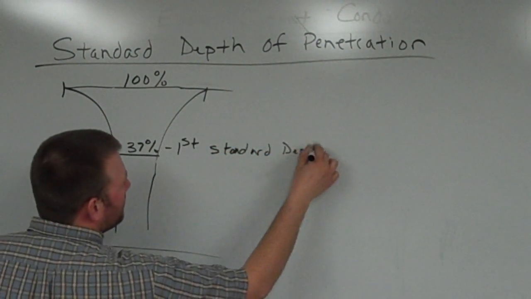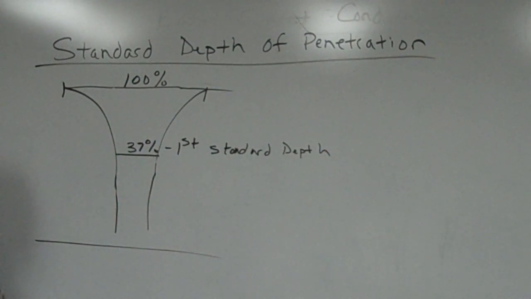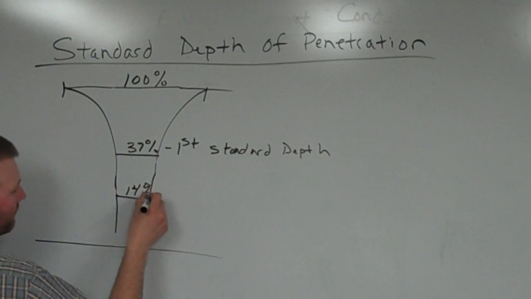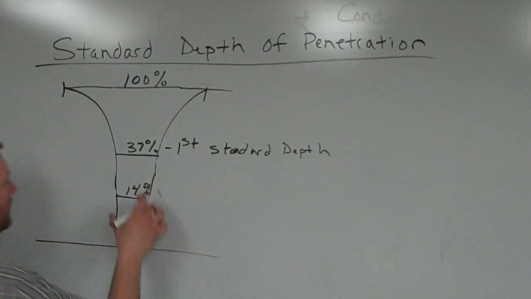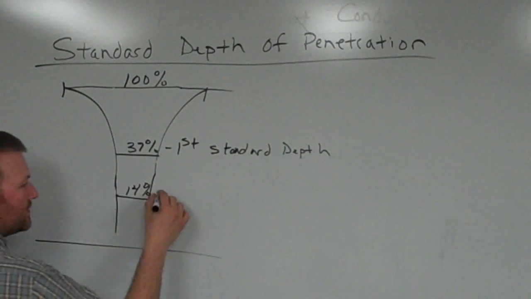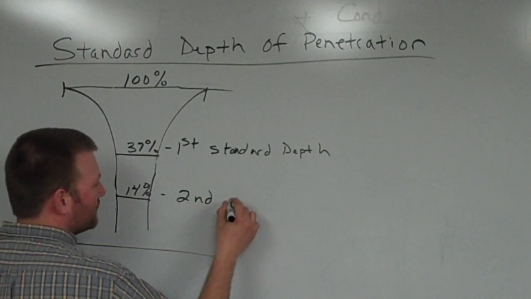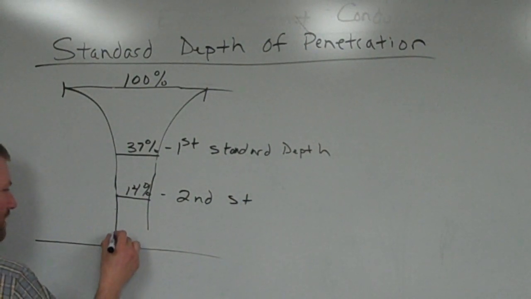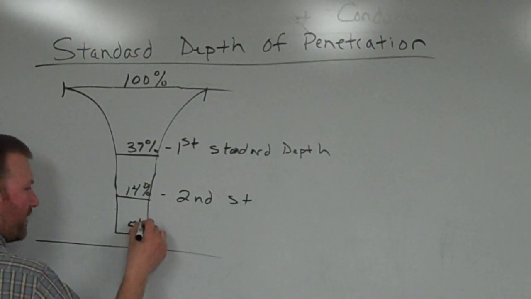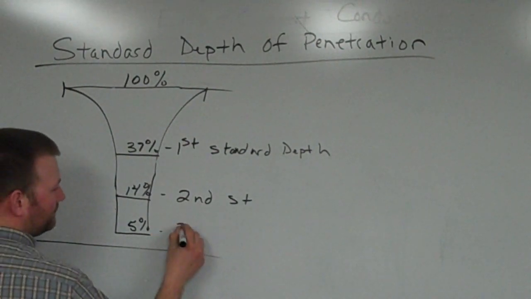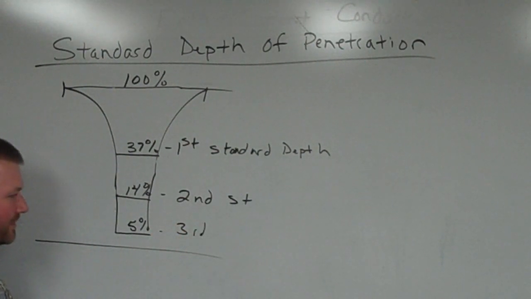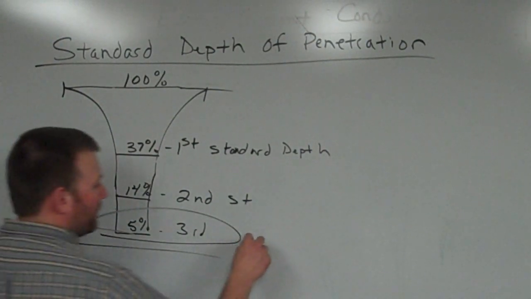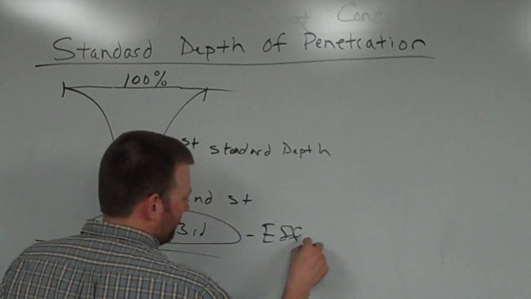And then if we wanted to use that 37 and keep on going, down here somewhere we would hit roughly, and I say roughly because it's not exactly 14, but 37% of 37 is somewhere around the 14% mark. So that's the second standard depth. And down here somewhere we're going to hit roughly 5%. So there's our third standard depth. This one right here is important to us. This is what we call the effective depth.